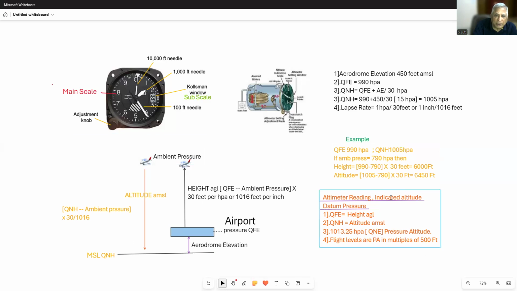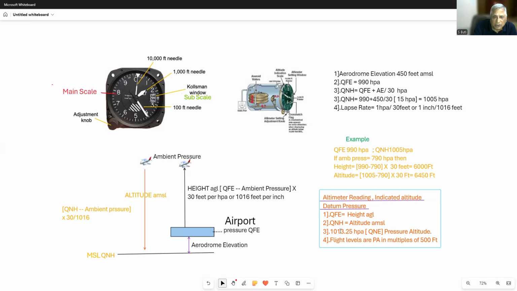Altimeter reading, or in simple words indicated altitude, depends on the datum pressure. The same aircraft, if it sets QFE, his reading will be called height. If it sets QNH, it will be called altitude, which is above mean sea level; height is above ground level.